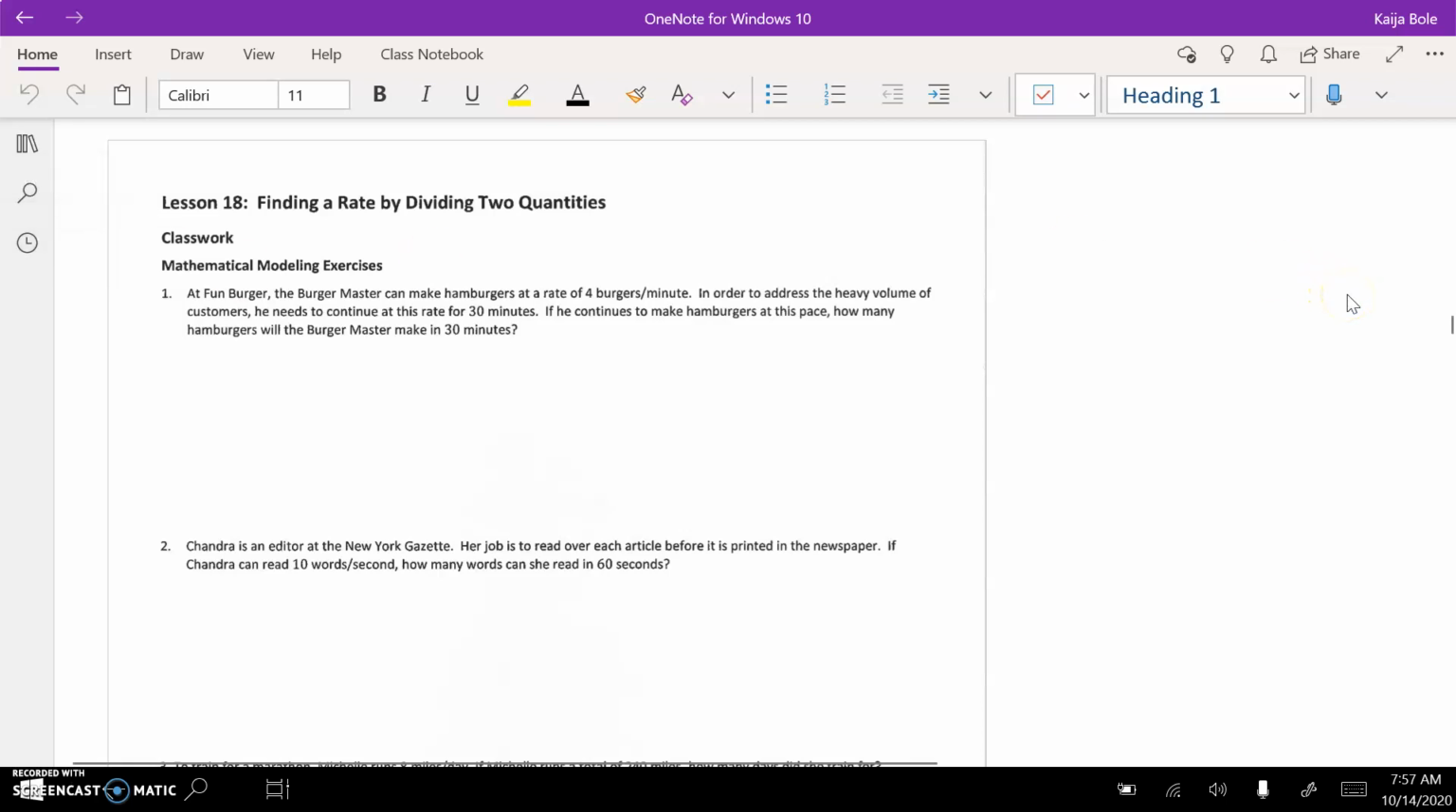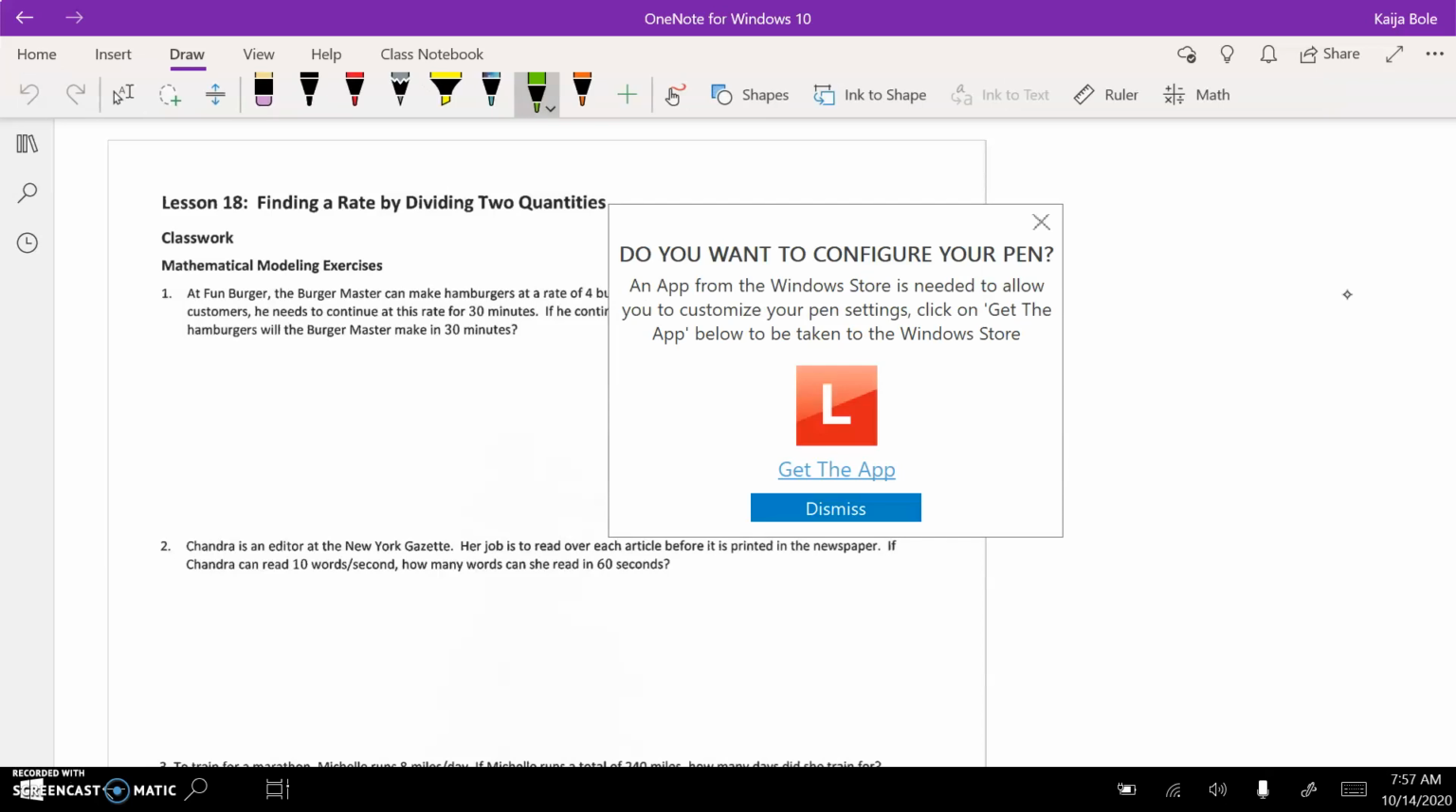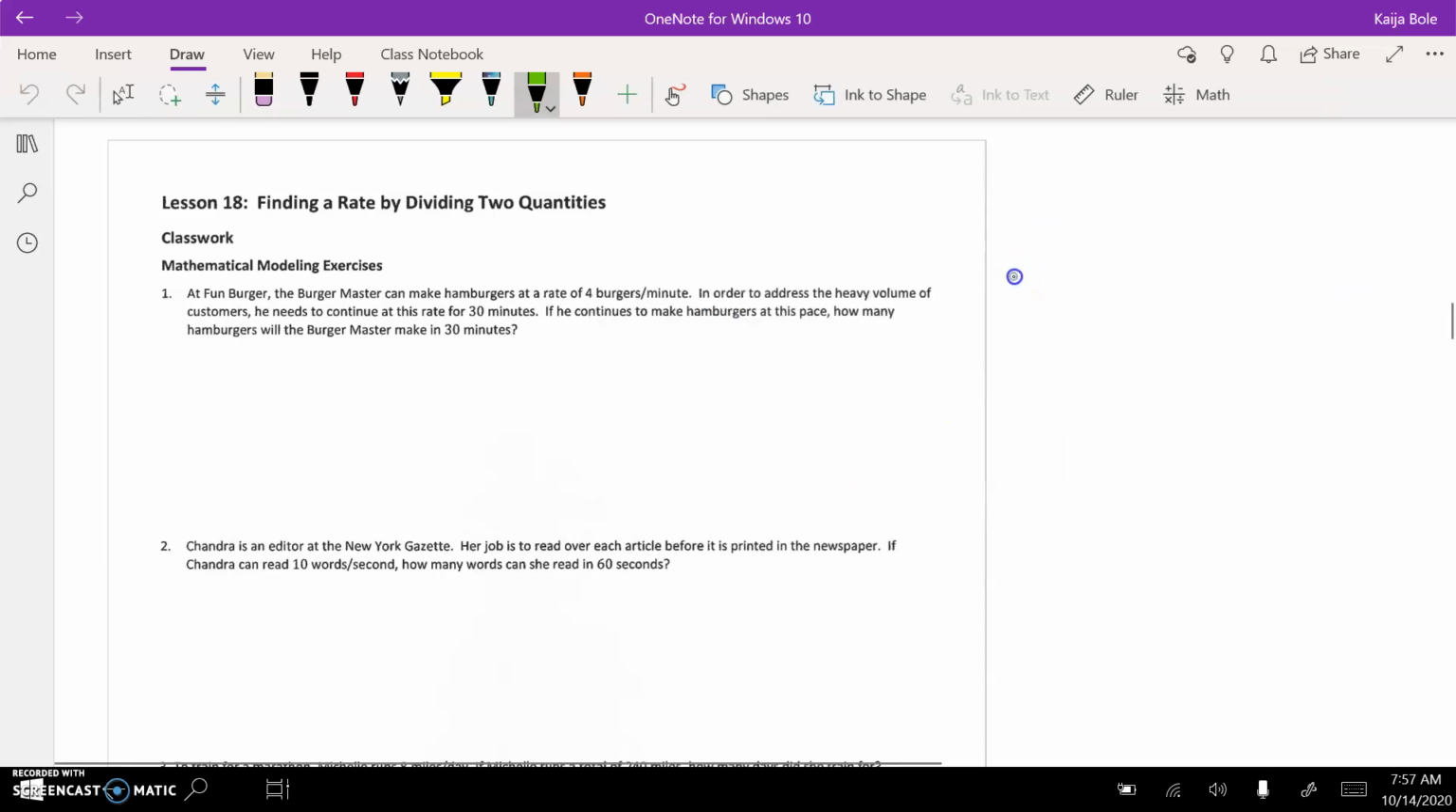So at number one it says, at Bun Burger, the burger master can make hamburgers at a rate of 4 burgers, and then there's this dash and then minute. So we're going to underline that. That's going to be important. In order to address the heavy volume of customers, he needs to continue at this rate. So continue at this rate for 30 minutes. If he continues to make hamburgers at this pace, how many hamburgers will the burger master make in 30 minutes?